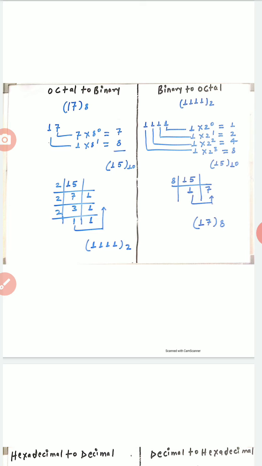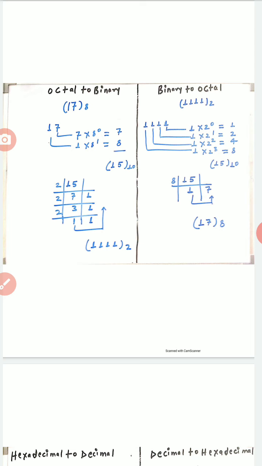So now octal to binary. Again I need to convert it. For the octal number I have taken the same number, which is 17. If I convert octal to binary directly, it's a little confusing. So first I convert the octal number into decimal, then decimal I very easily convert into binary. So this 17 is an octal number which I convert into decimal first.